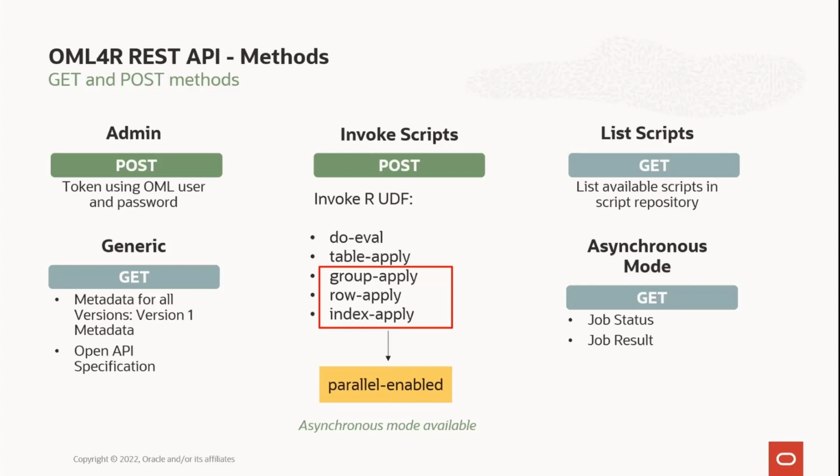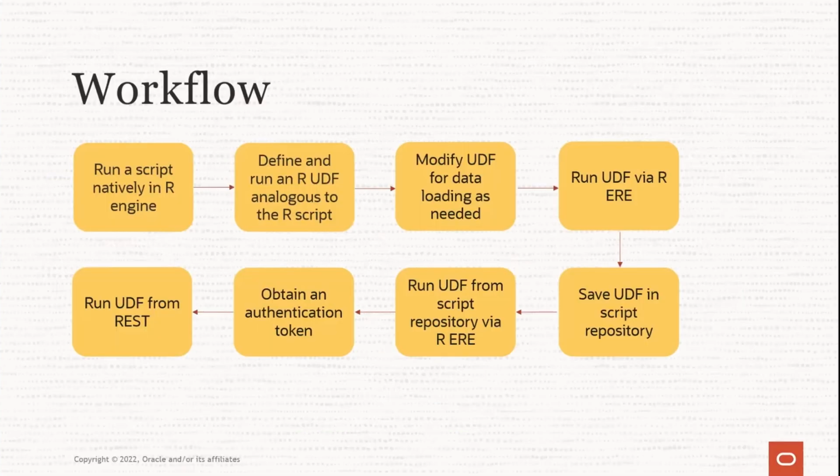Okay, so before we get into the demo, I am going to go through a typical workflow and best practice when using the OML4R REST API so that you can get a general idea on how this works. So this is the workflow. You'll start by just writing your R code and making sure that it works in R. And on Autonomous Database, this will be in OML notebooks. And then create a function from the code. That's that second step there. And a best practice at this point is to be sure that the function works as you expect.